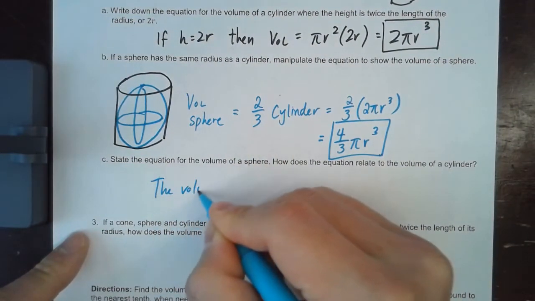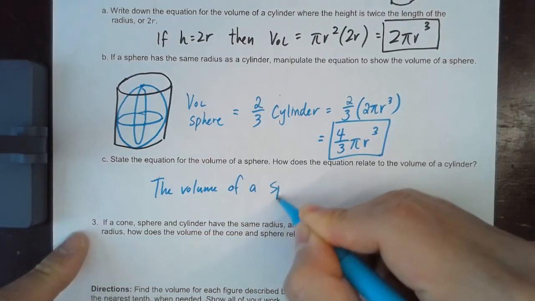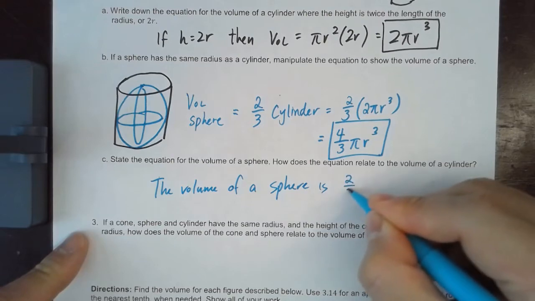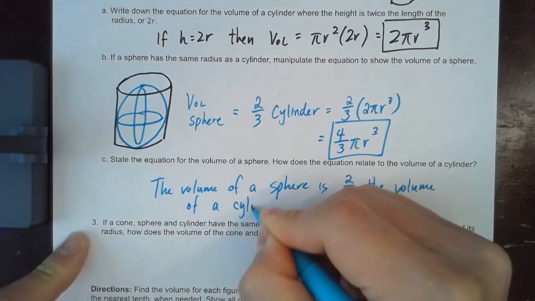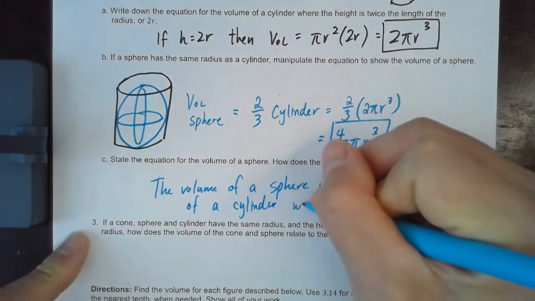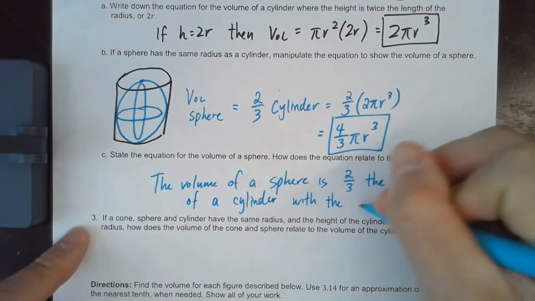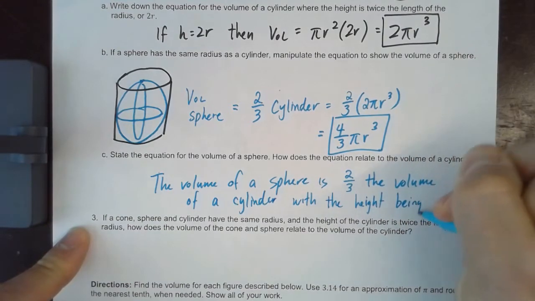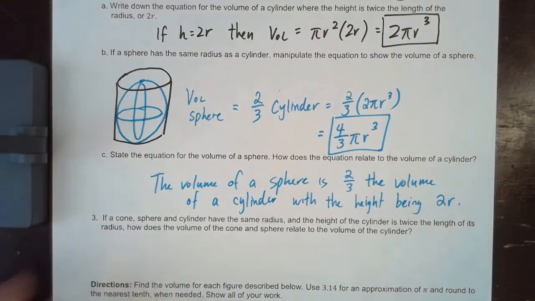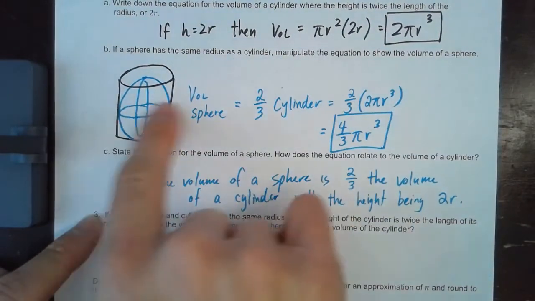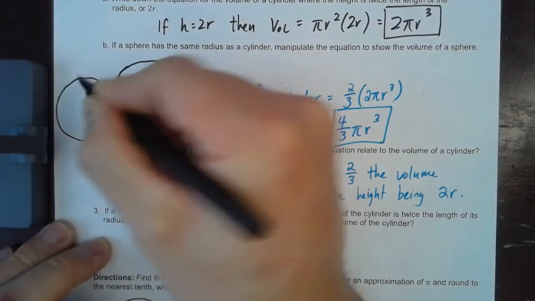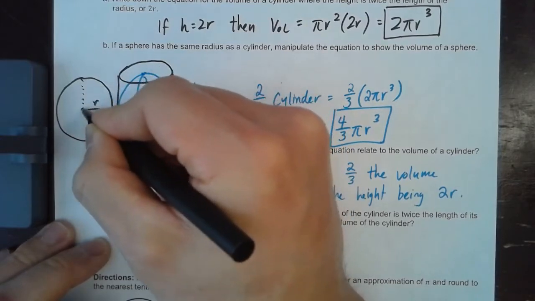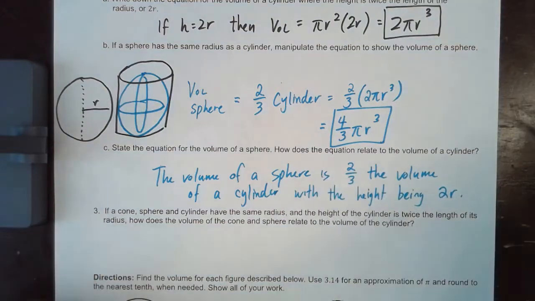Right, the volume of a sphere is 2/3 the volume of a cylinder with the height being 2r. Now, the height needs to be 2r because if the height is not 2r, then the sphere and the cylinder will not have the same height, right? A sphere's height is always going to be 2r. If you think about it, a sphere is a circle and the radius is r, so the height of the sphere is always the diameter, which is 2r.